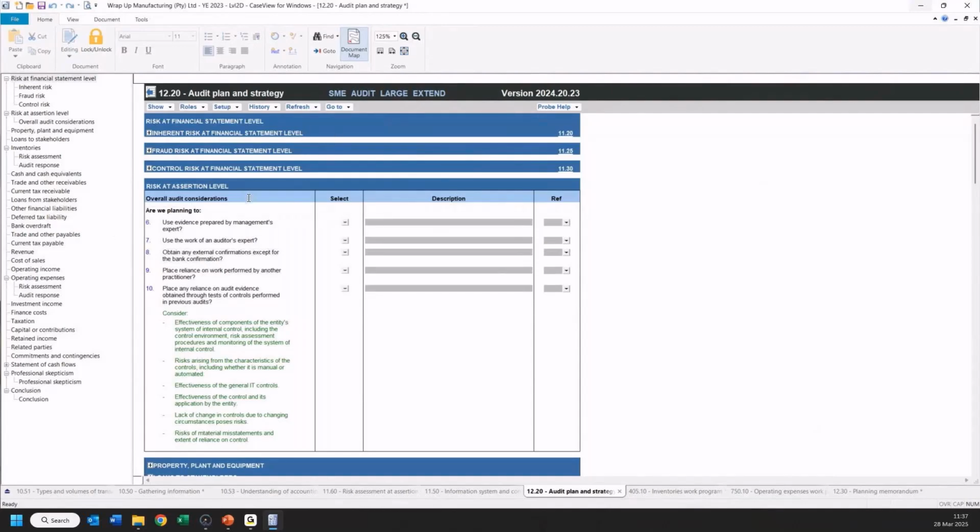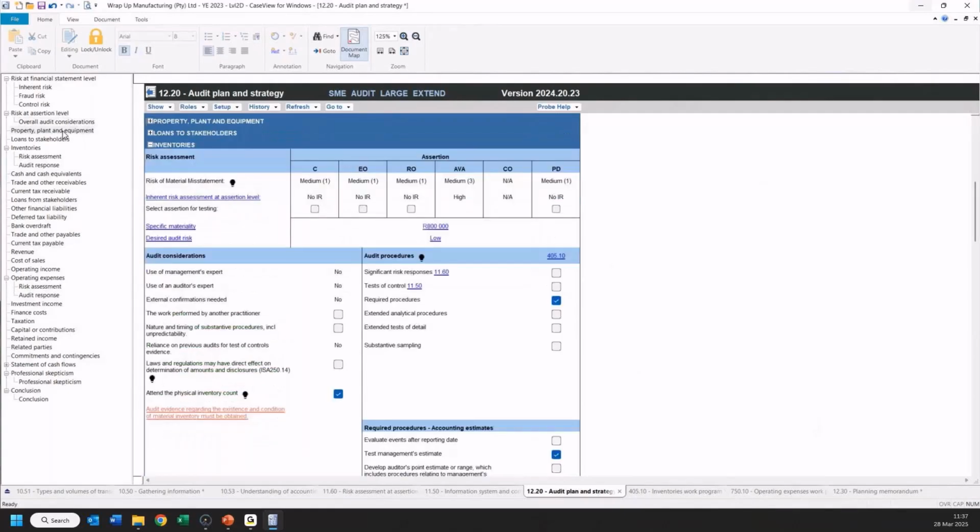Then we have these overall audit considerations, which is effectively saying, do I now believe that I'm going to use a management's expert or an auditor's expert? Am I going to place reliance on audit evidence obtained through control tests performed in previous periods, or work performed by another practitioner? Maybe someone's going to help me attend a stock take, things like that. All right. I'm going to make this one a yes so that we can see what the impact of that is. The others can just be blanks or zeros, and they will have the same impact.